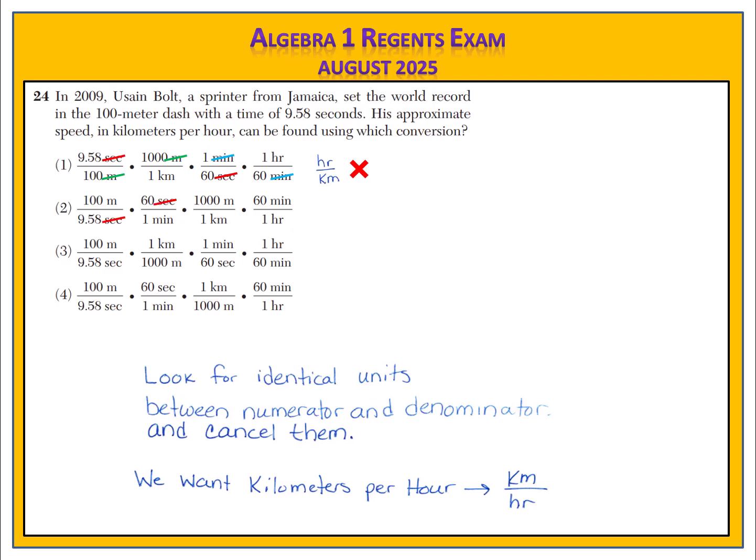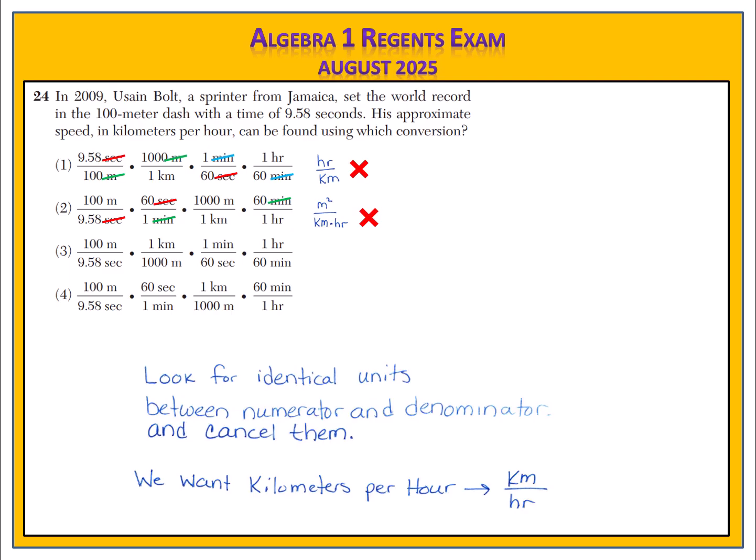We follow the same process in the second choice, canceling the seconds, canceling the minutes. I do see that I have 2 units of meters, but they're both in the numerator, so they do not cancel. What I have left here is meters times meters in the top, meters squared, and kilometers and hours in the denominator, kilometers times hours. That is not even close to what I want. Choice 2 is not the answer.